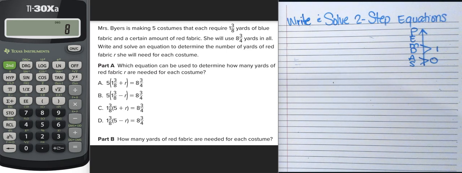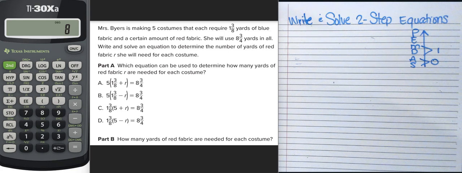All right, so we have another example where we are going to write and solve a two-step equation. So we have Miss Byers, and she is making 5 costumes that each require 1 3/8 yards of blue fabric and a certain amount of red fabric. She will use 8 3/4 yards in all. So we need to write and solve an equation to determine the number of yards of red fabric, which is going to be indicated by R, that she will need for each costume.